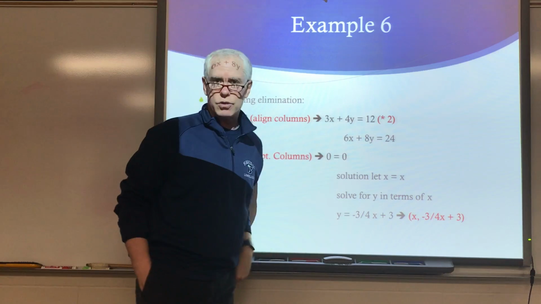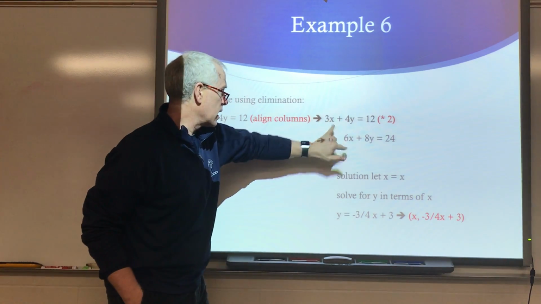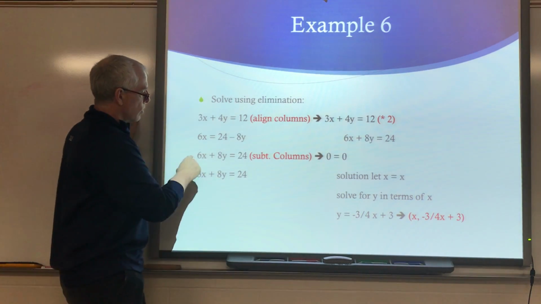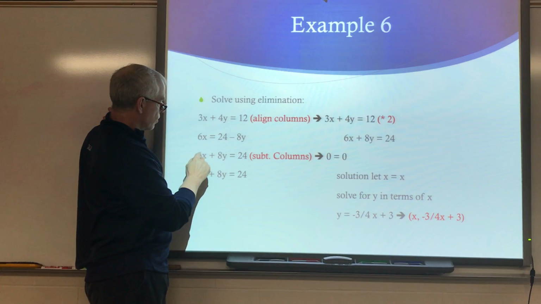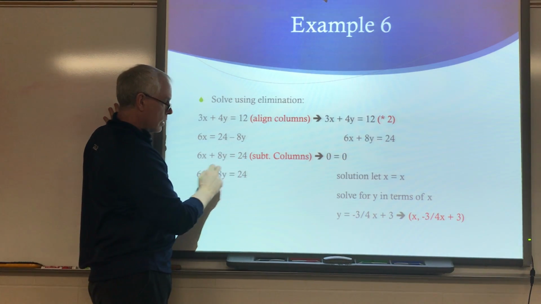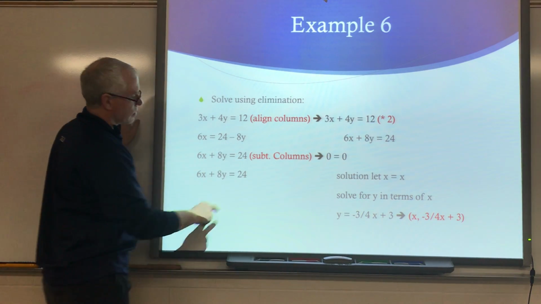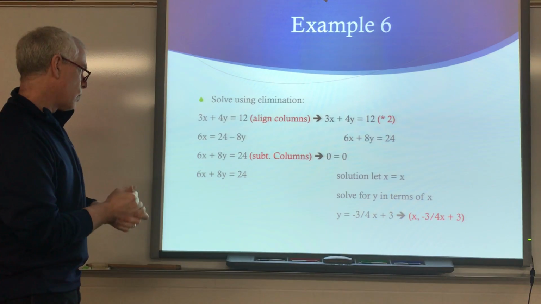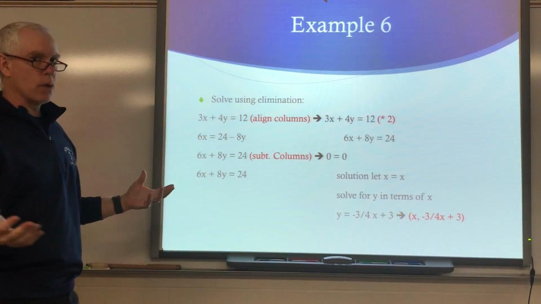I choose to multiply the first row by 2. That will give me 6x and 6x. So I'm going to change the first row: 6x plus 8y equals 24. Second row I didn't change, but hey, look, they're exactly the same, you guys. So when I subtract these two equations, I get 0 equals 0.